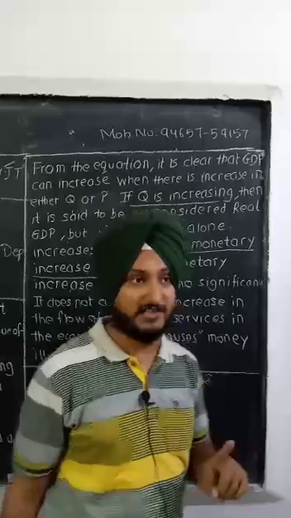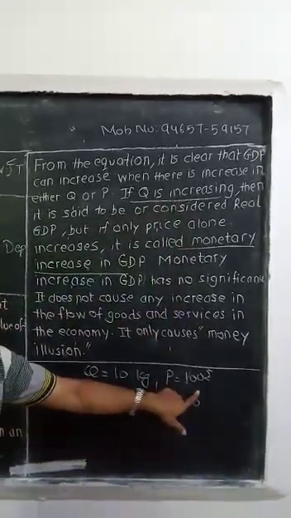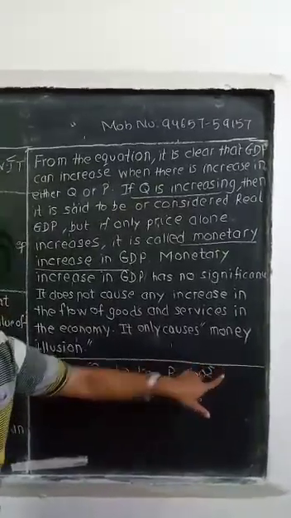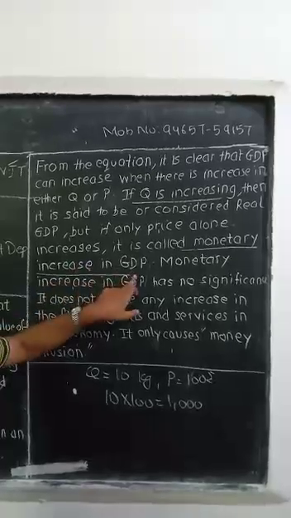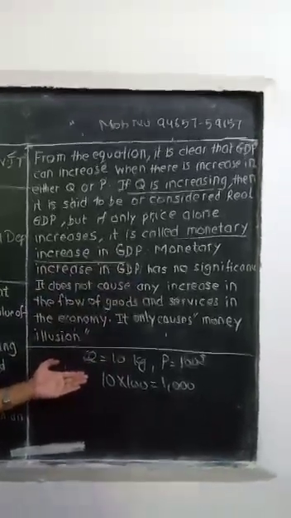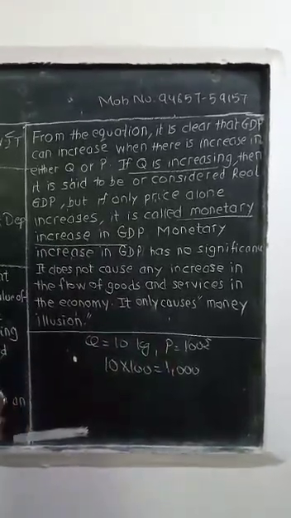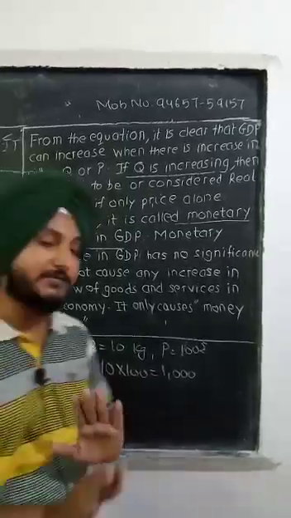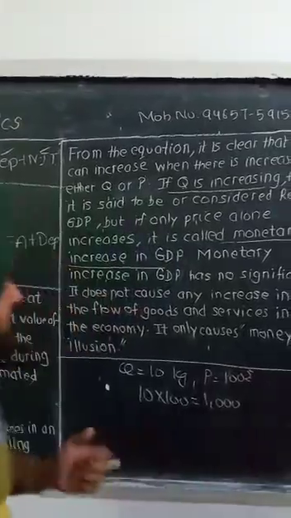I am repeating once again. Here Q stands for production and P stands for prices. If the prices are going high and production is same, it is simply called monetary increase in GDP. But if the quantity, I mean quantity here means production, is going high, but there is no change in price, then it is said to be real GDP. Otherwise it is nominal GDP, means सिर्फ नाम दी ही GDP है, असल विच कोई तरक्की नहीं हो रही. It simply means that. Okay.